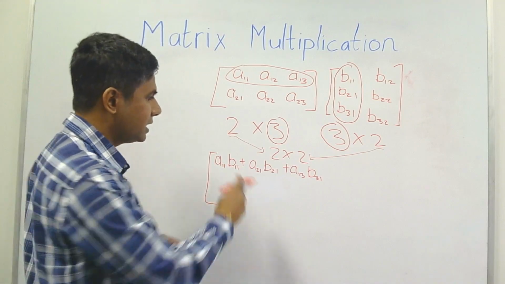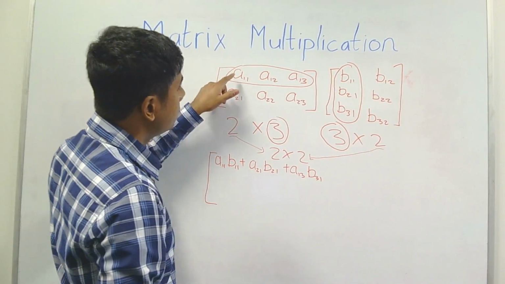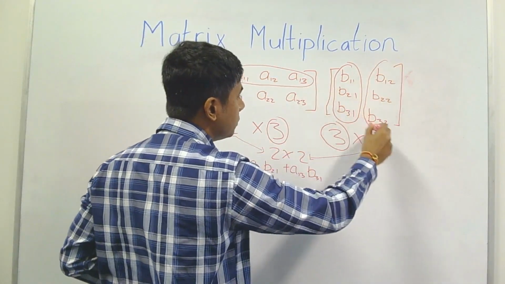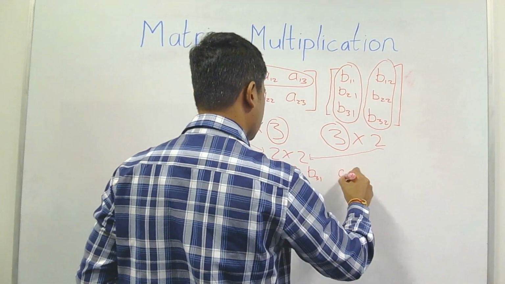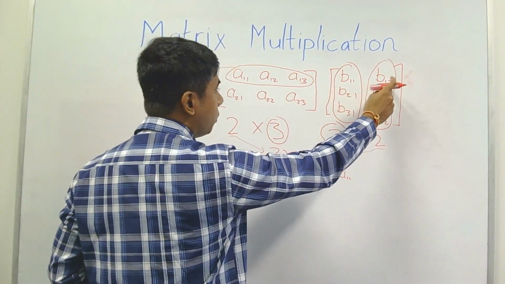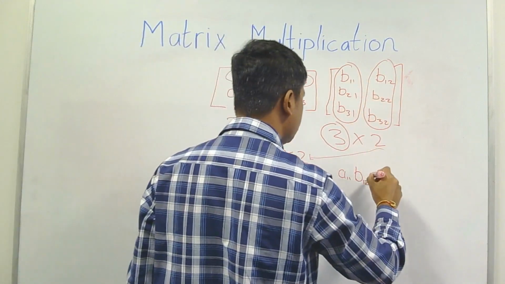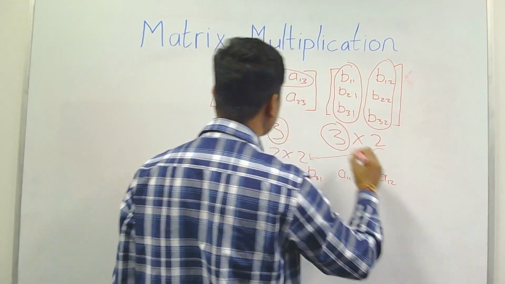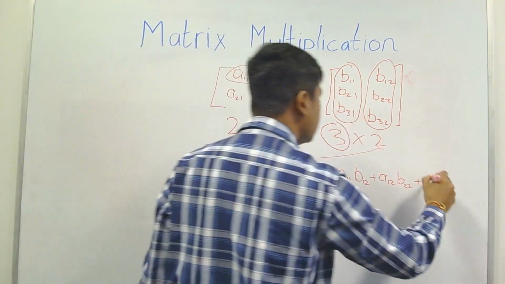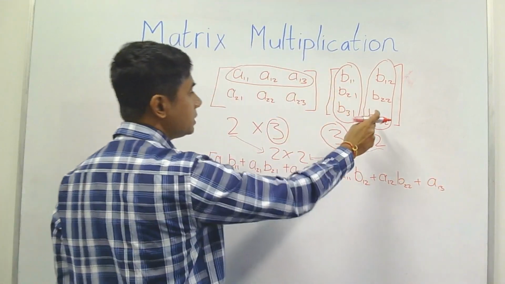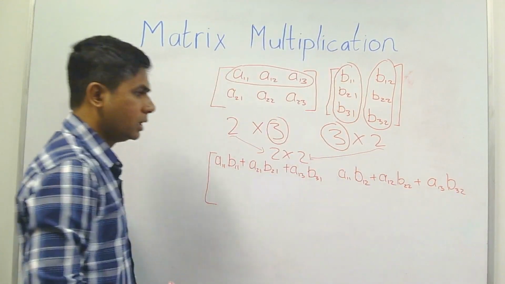In order to get the second element of the resultant matrix, we take the first row and multiply it by the second column of the second matrix. So it's going to be A11 times B12, then A12 times B22, and then lastly A13 multiplied by B32. So that's the first row.